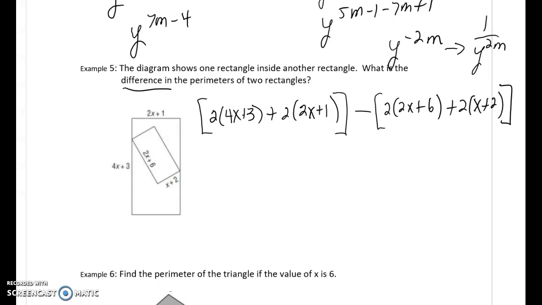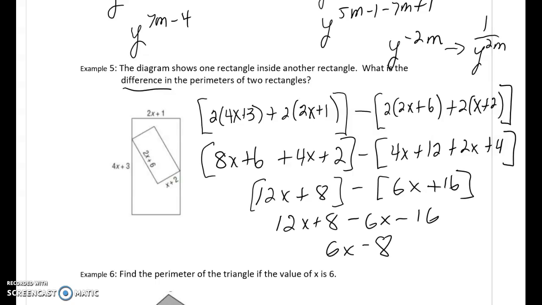We're going to do the same thing for the smaller rectangle. I'm going to do 2 times this measurement because I got 2 sides that same measurement, and 2 times this smaller measurement of x plus 2. And adding those together, that's going to give us the perimeter of the smaller rectangle. Okay, so let's go ahead and finish that off and see if you can get the same answer as I got here.